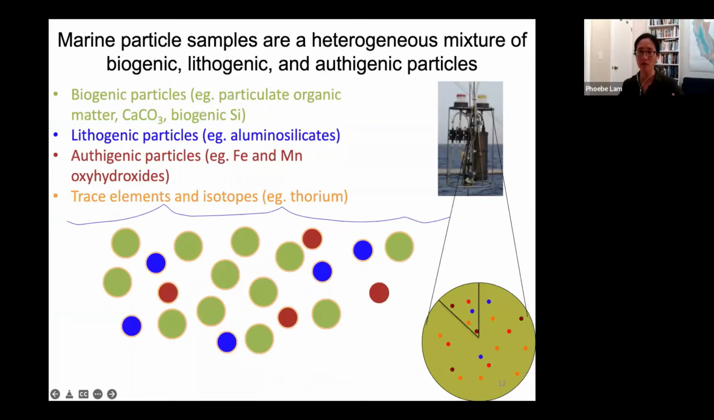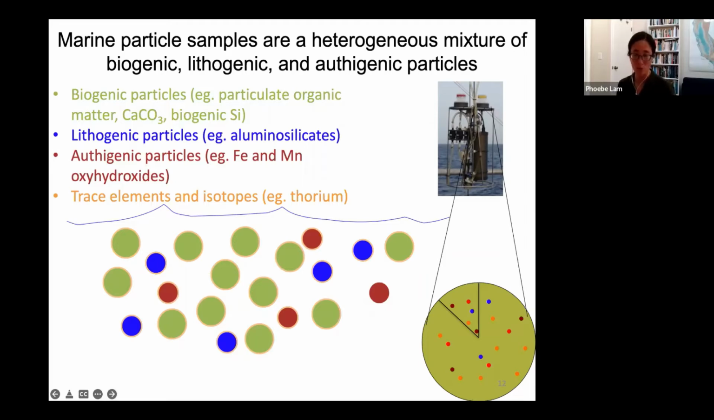After you filter all of these particles, you have this mishmash of different types of particles on your filter. So here's my little cartoon of the filter. I've colored it green because green is meant to show biogenic particles: particulate organic matter from photosynthesis that dominates, especially in the upper ocean. We have biogenic minerals, calcium carbonate, biogenic silica. That really dominates the mass of particles in the upper ocean.